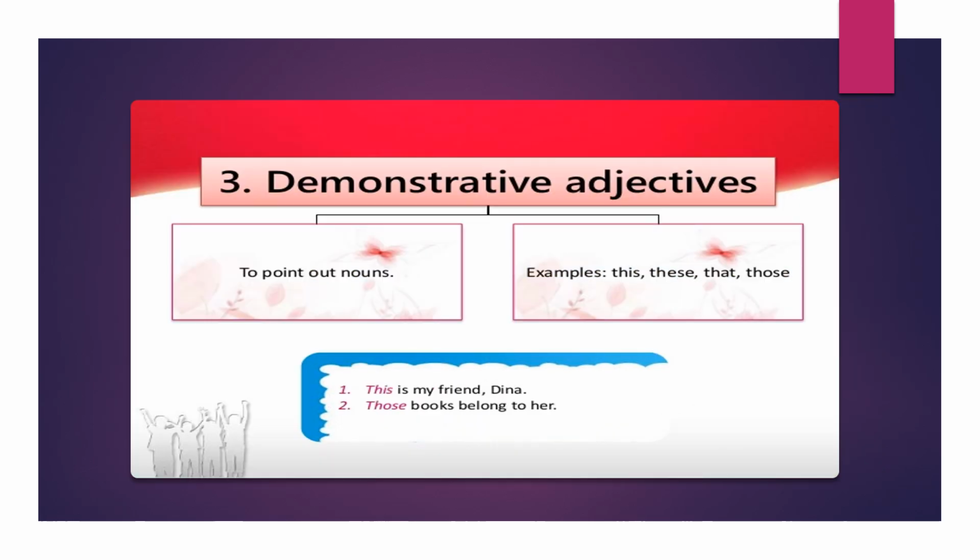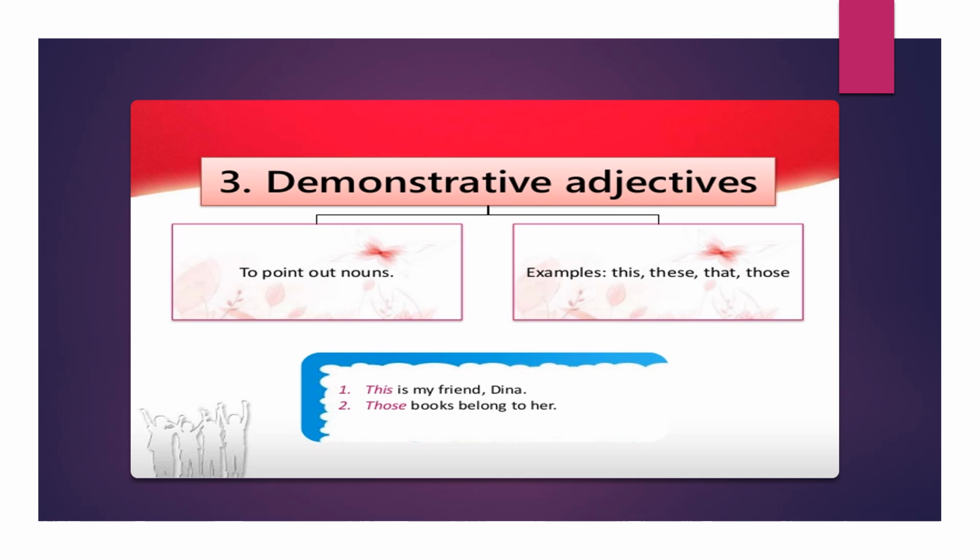The next kinds are demonstrative adjectives. Demonstrative, as the word suggests, is demonstrating somebody, illustrating something. So these demonstrative adjectives are the adjectives that point out nouns. This boy, that boy, these tables, those fans, all these kinds of words that are pointing out nouns are known as demonstrative adjectives.